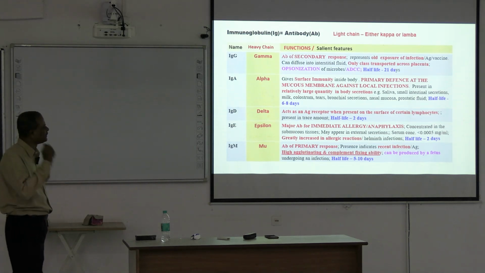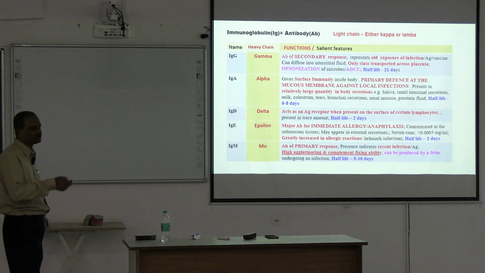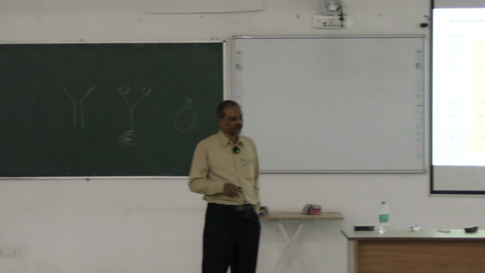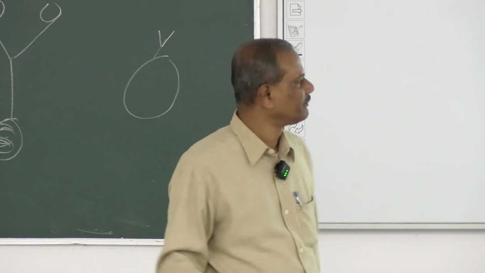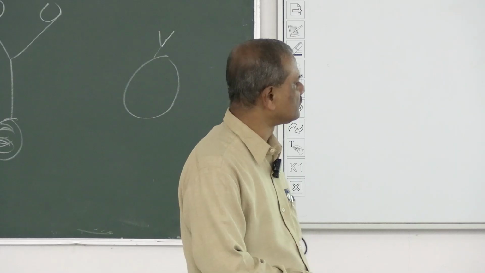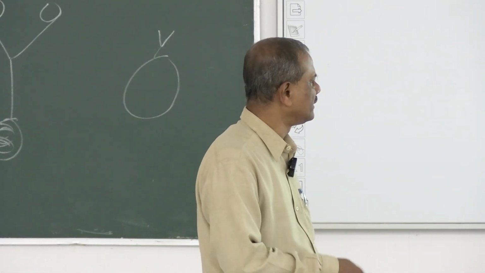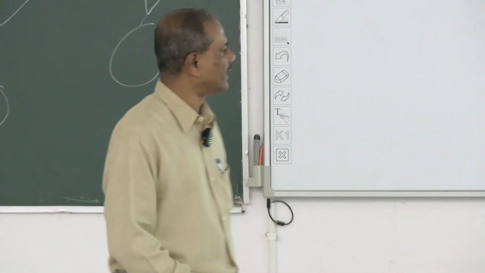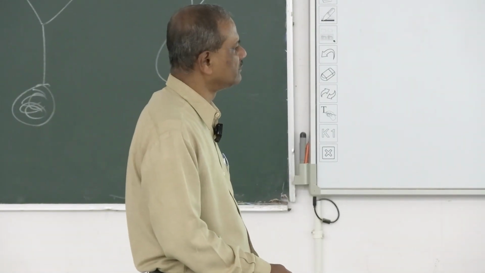IgA, repeatedly I told, gives a surface immunity. So it is the primary defense at the mucosal membrane against local infection. Suppose you have taken in a bacteria, virus, anything, the mucosal immunity will not allow that particular pathogen to enter into our system. Half-life is 6 to 8 days. Delta is present on certain lymphocytes. IgE, remember, is the major antibody for allergy and anaphylaxis, and it is greatly increased in allergic reaction, I told.